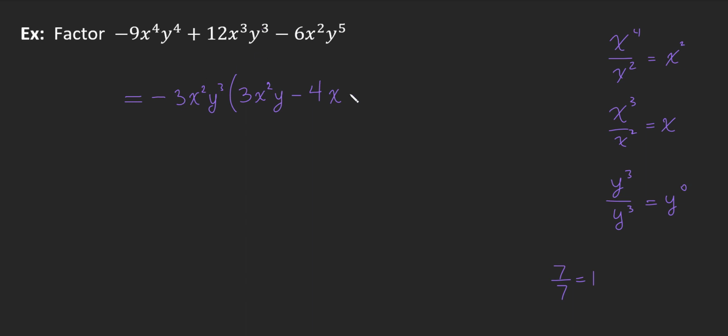Negative 6 divided by negative 3. Well, that's positive 2. X squared divided by x squared is 1. So I could write it, but I'm not going to. Why would we bother? And y to the power of 5 divided by y to the power of 3 is y squared. And we've done it.